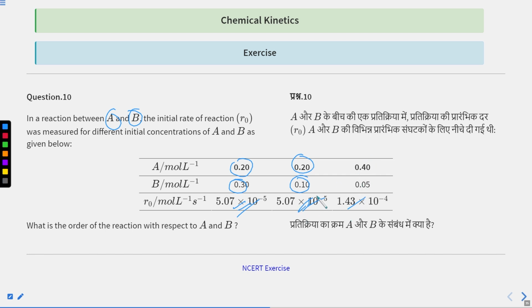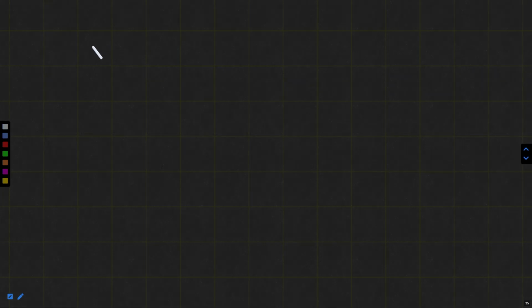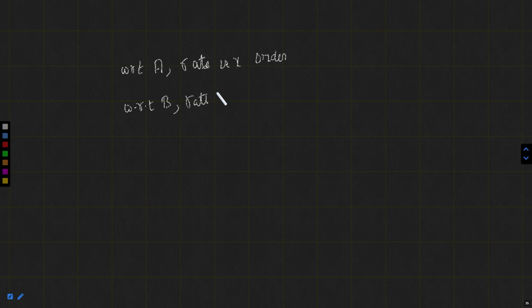What we have to do? We have to find the order of the reaction. Okay, you have to find the order of the reaction. How will we find it? So we will simply use the rate expression. For the first case, suppose I am taking it with respect to A. With respect to A, the rate is X order. And similarly, with respect to B, the rate is Y order, isn't it?